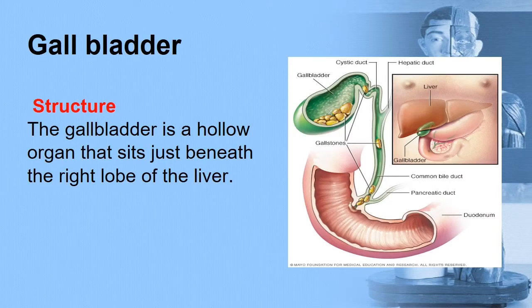Now, another organ, that is the gallbladder. The structure of the gallbladder: it is a hollow organ that sits just beneath the right lobe of the liver. Where it is situated, it is a hollow organ and it lies just beneath the right lobe of the liver.